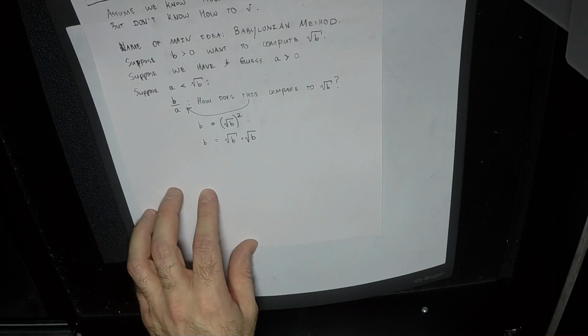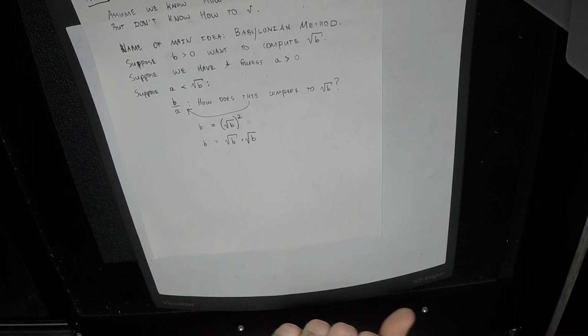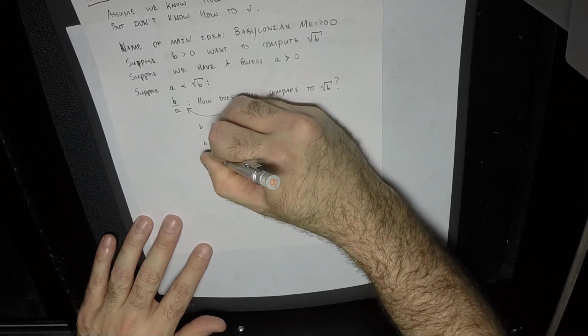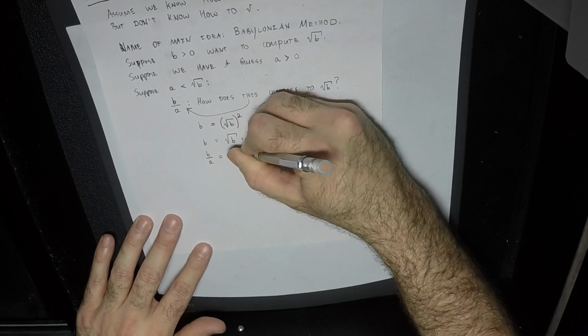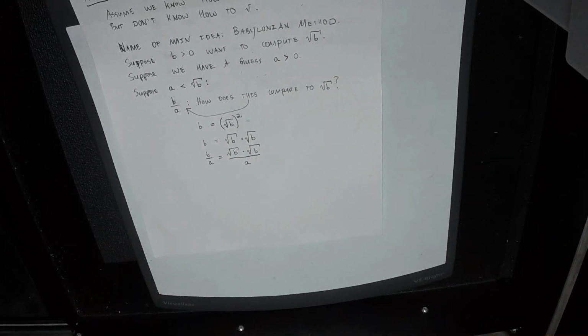All right, so now let's divide both sides of the equality by a. So b over a should be equal to the square root of b multiplied by the square root of b over a. Right? But suppose that, so what do we need to do now? So how can we get it figured out?